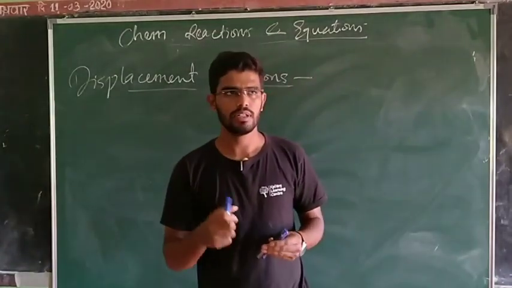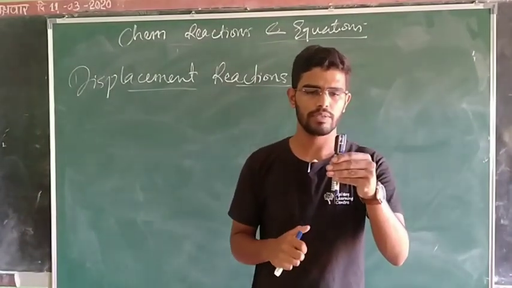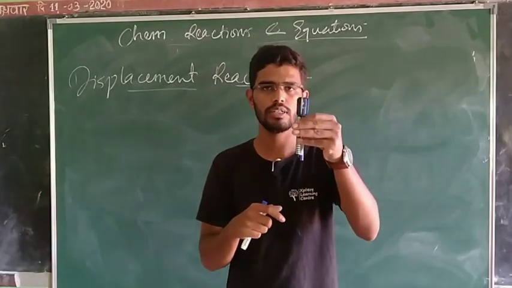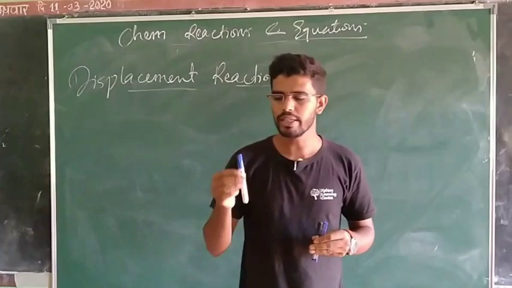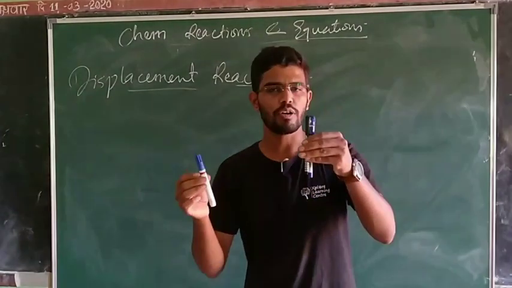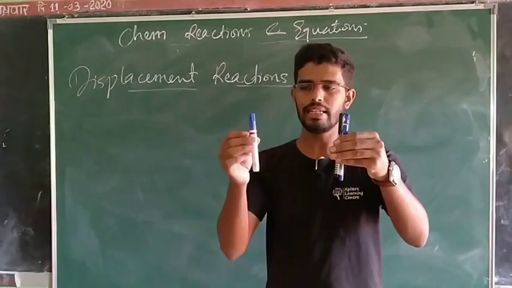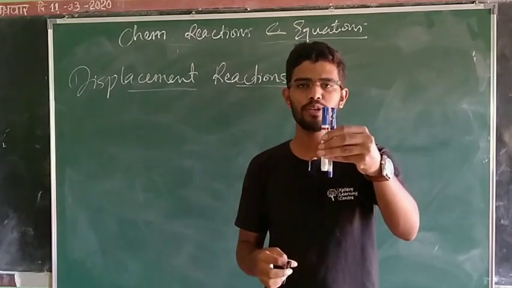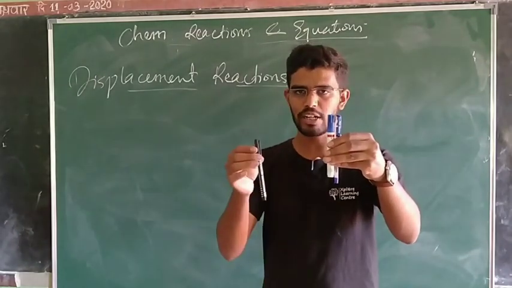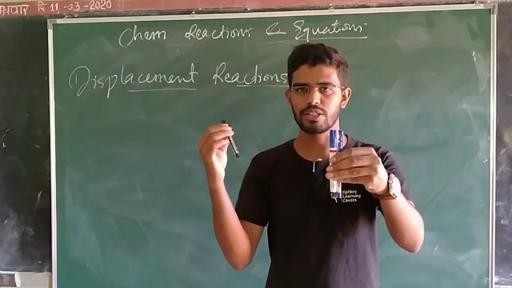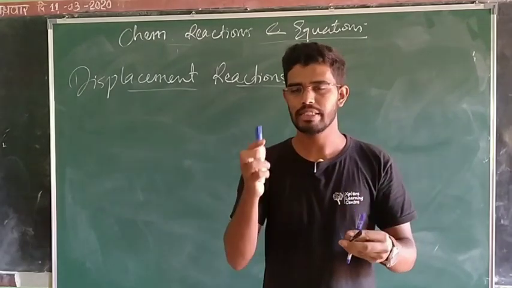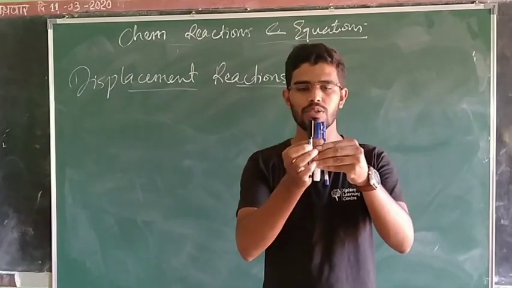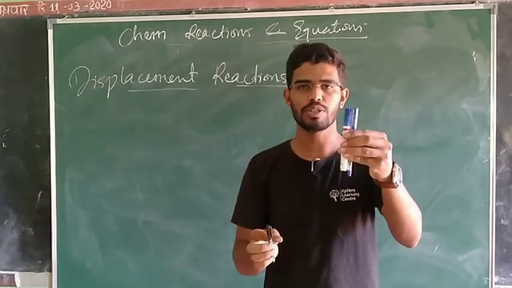We have a compound, a salt, where one species is positively charged and another is negatively charged. When any new element comes in contact with this compound, this element will replace one of the ions from this compound and a new compound is formed. Now this kind of reaction is called as what? Displacement reaction. What has happened here? This new element has displaced one of the species from the compound and a new compound is formed.